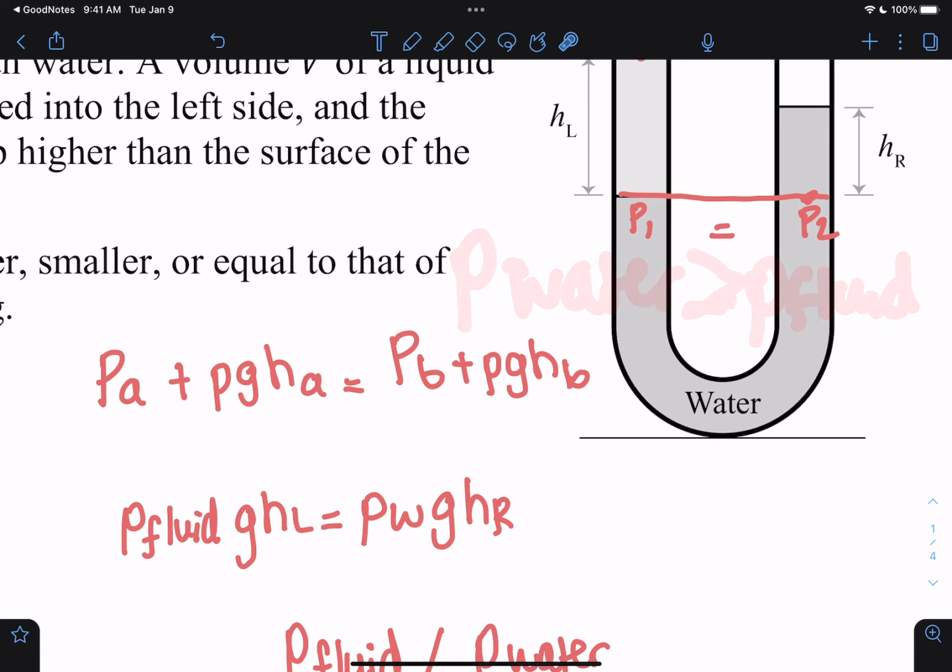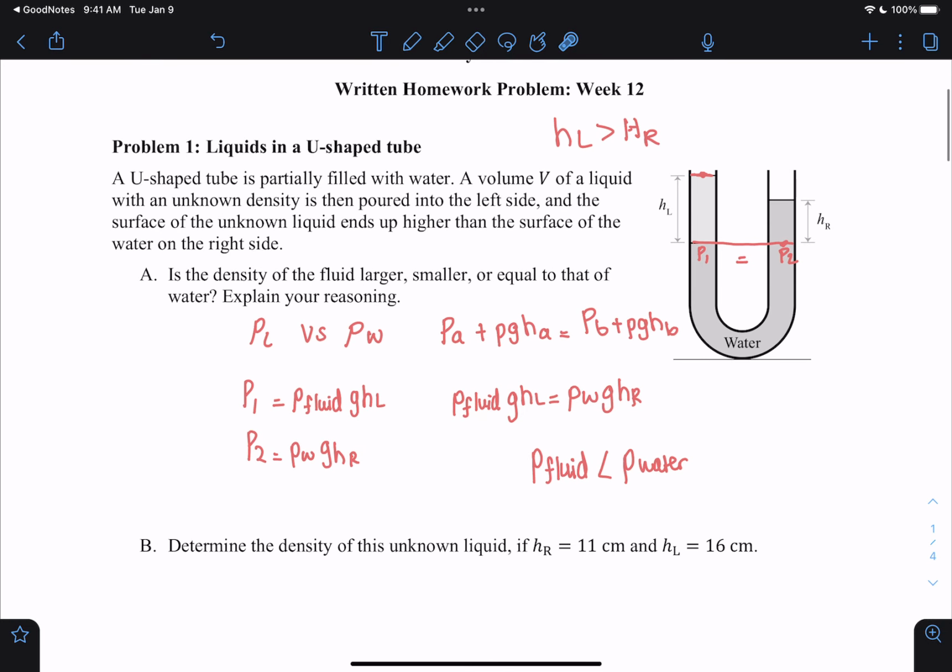Excellent job noticing that it's a hydrostatic pressure equation that we're using, right? And this is, like I said, a component of Bernoulli's equation. It's actually a very large component of it.